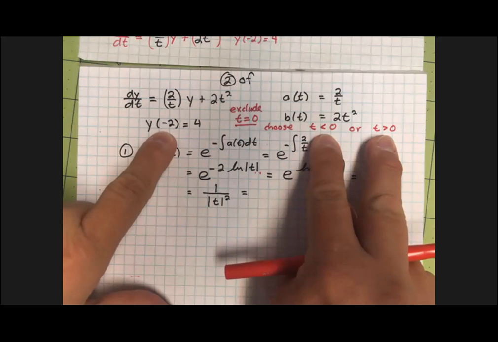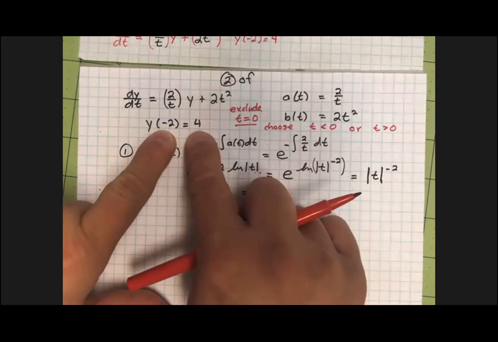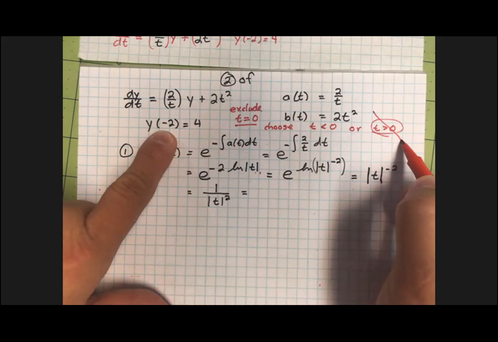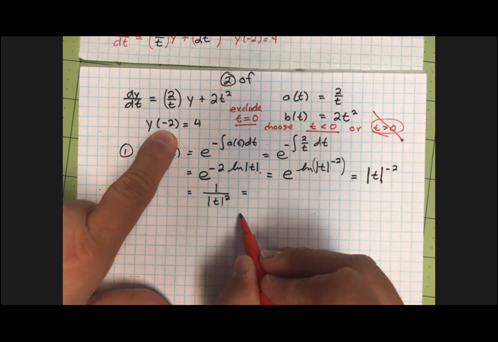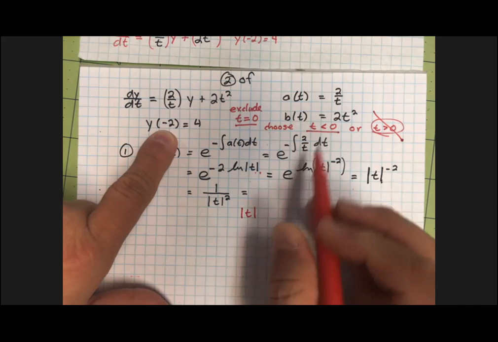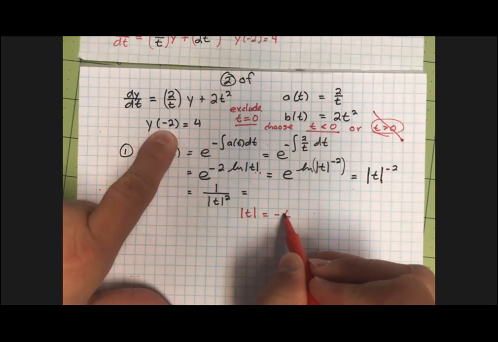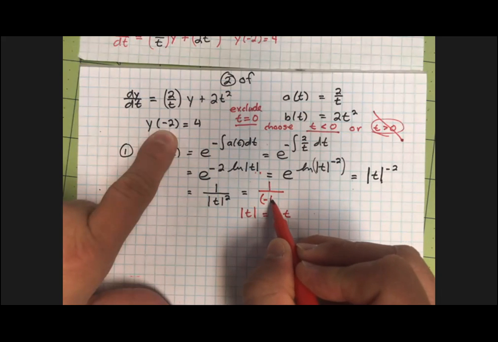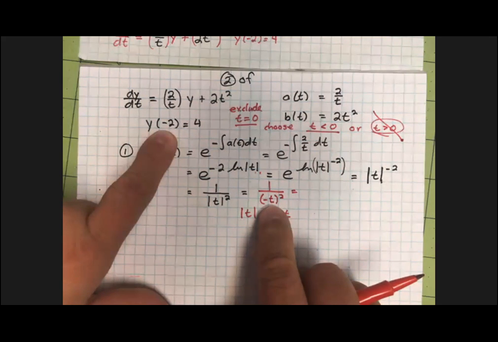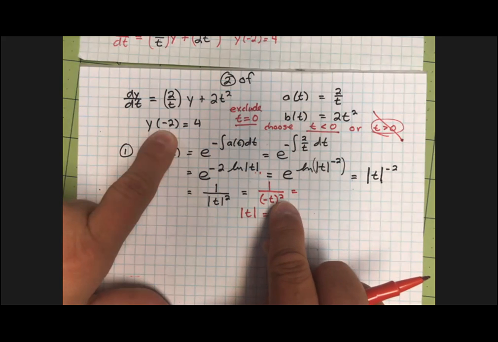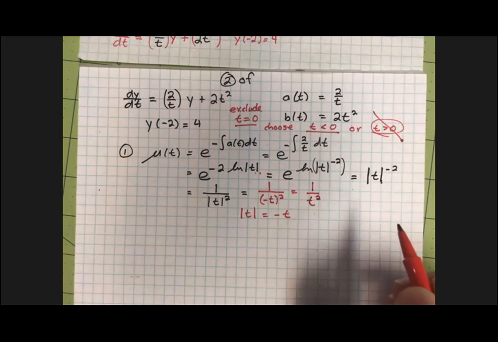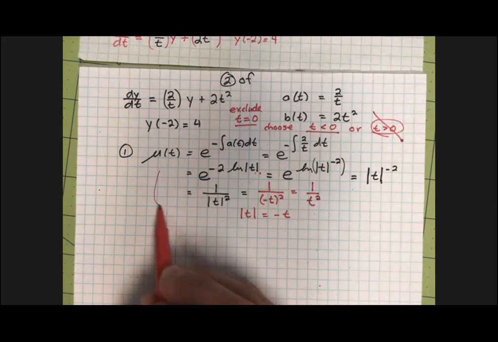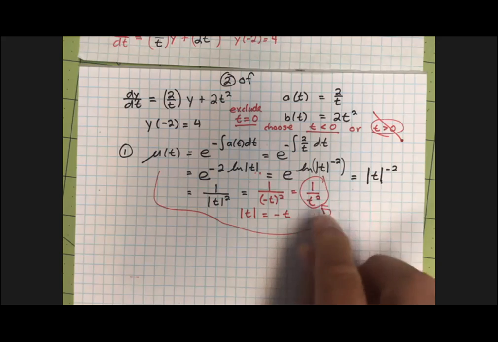Initial value says you're doing this problem with data at t equals minus 2. T equals minus 2, you better have y equals 4. So you can't do the problem over here. You have to do the problem for the negative t's. In that case, the absolute value of t, if you're talking about negative numbers, is minus t. And that's how it should be treated. But I get a little break because minus t squared and t squared is the same thing, regardless of what t is. It's just t squared. Okay, so I very carefully worked out what mu is. Mu is 1 over t squared.